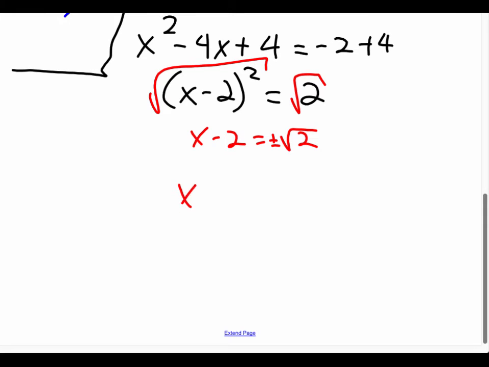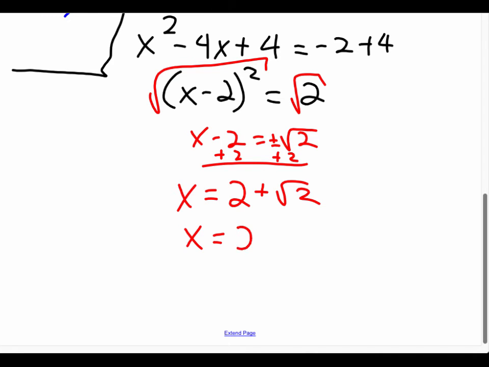So then what's your answer? Your answer is going to be positive 2, because we're going to add 2 to both sides. Positive 2 plus the square root of 2, or 2 minus the square root of 2. Okay?